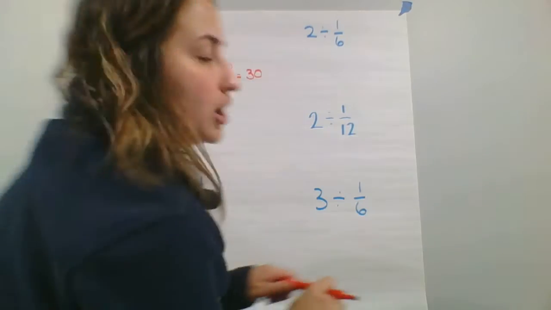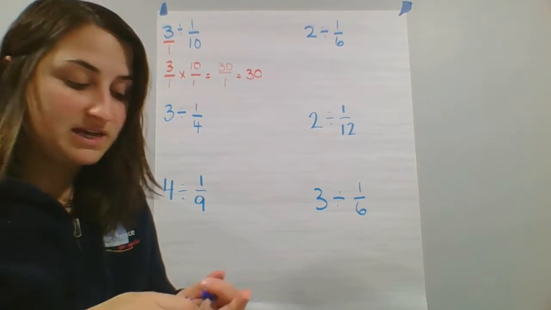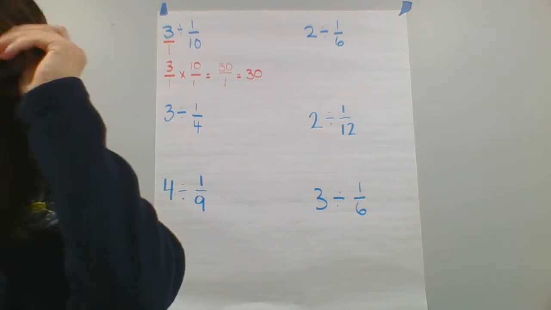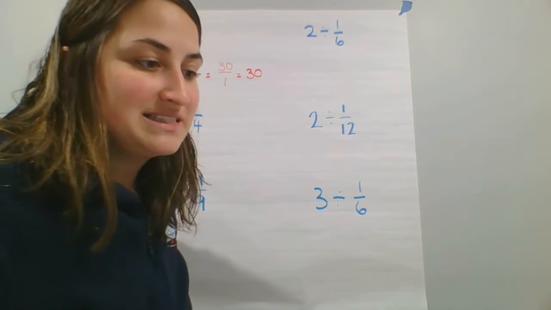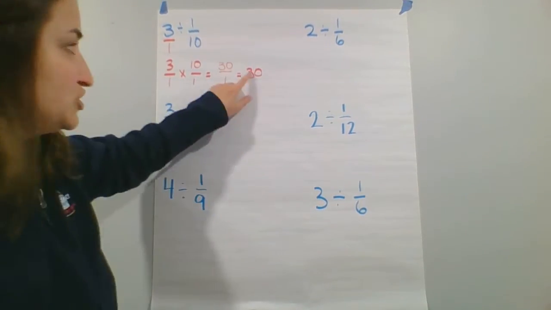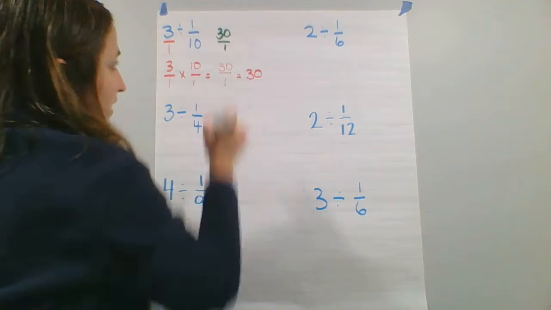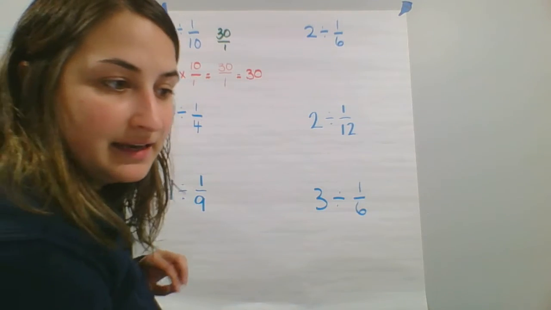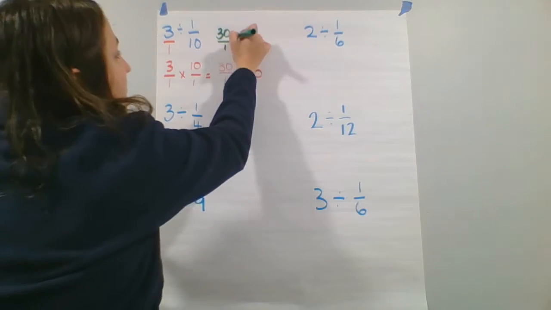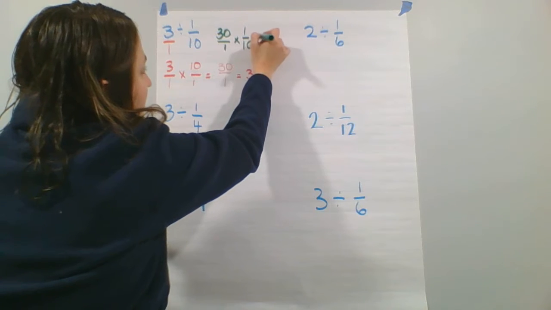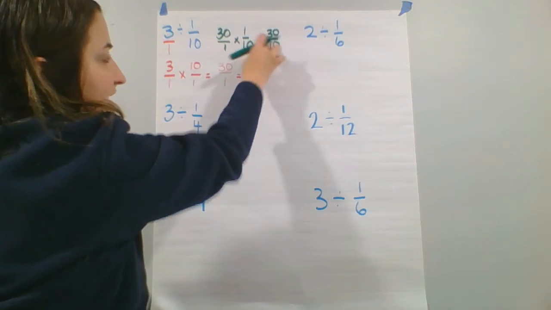So now to check our work, this is where we're going to be using multiplication because the opposite of division we know is multiplication. So how we're going to be doing that is we're going to be taking our answer, which is 30, so 30 over 1, and we're going to be multiplying it times our fraction. So that was 1/10, which gives us 30 over 10, because 30 times 1 is 30, 1 times 10 is 10.